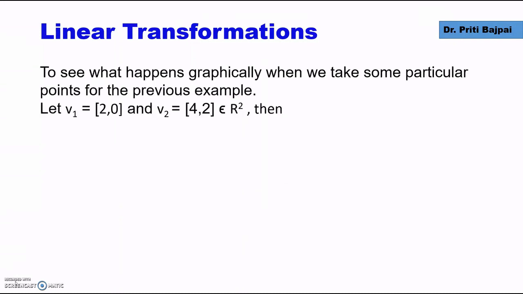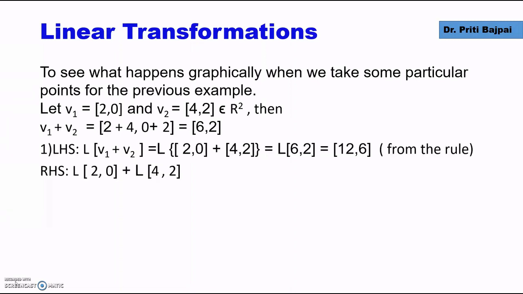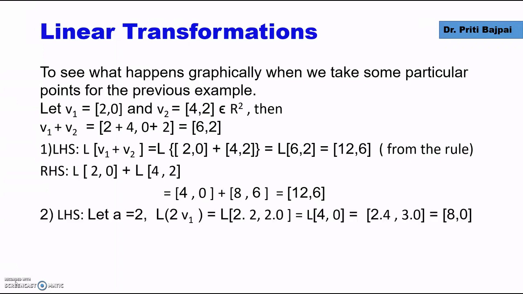Now let's see what happens graphically to these points. Let's take particular points: V1 is (2, 0) and V2 is (4, 2). Both these points are from R2. Let's add the two points. V1 plus V2 will be (6, 2). When we apply L on V1 plus V2, it will be L of (2, 0) plus (4, 2), which gives L of (6, 2), and this transforms the point (6, 2) to (12, 6).